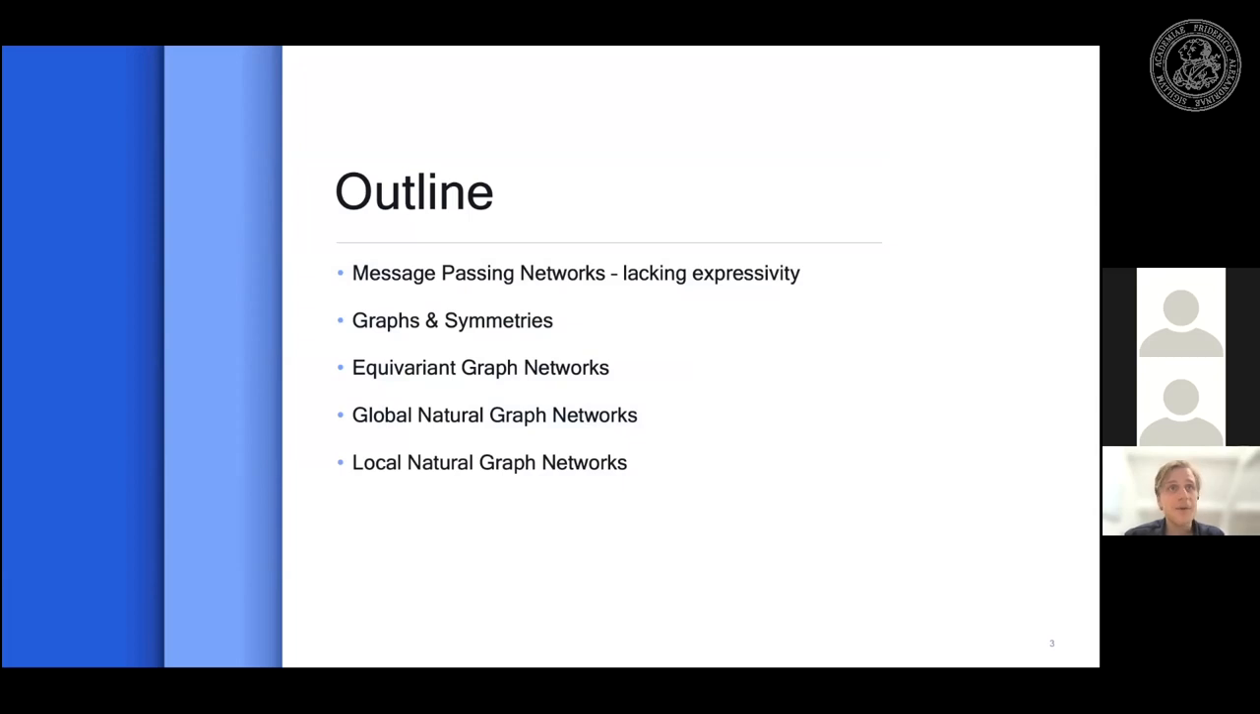Then I'll set up a bit of notation about what we mean by graphs and what the symmetries of graphs are. And then we'll look at prior work called equivariant graph networks that try to use the symmetries of graphs to make graph networks more expressive. I'll show you where we can generalize over these, generalizing equivariance to something called a natural transformation, to build a global version of our natural graph networks. And lastly, we'll talk about a local version of our natural graph network that is also scalable to larger graphs, which is a property we generally desire.